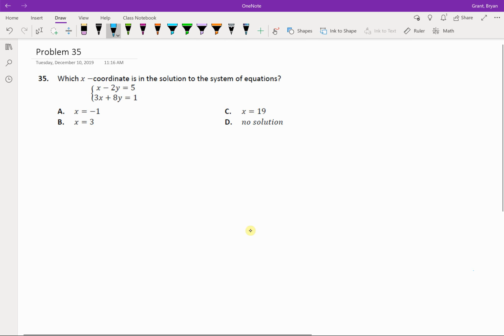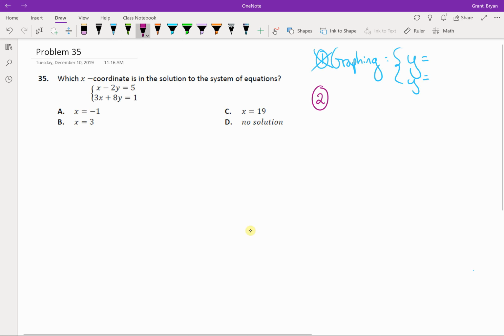We have a method with graphing, and graphing tends to be the one that people use the least. Graphing is nice as long as we have both equations that are y equals, and they're very easy to graph. Now, neither of these have y equals, so I'm probably going to skip graphing for today.